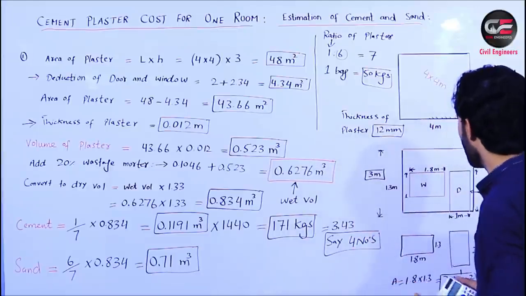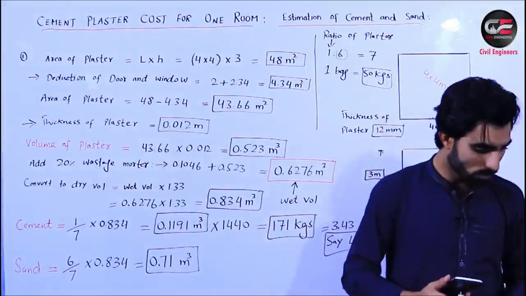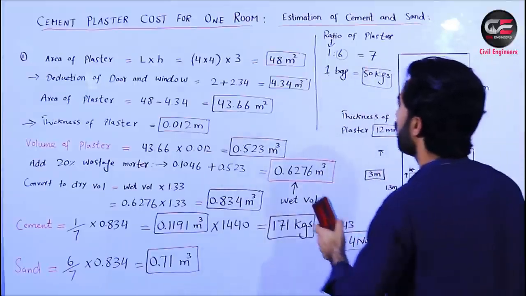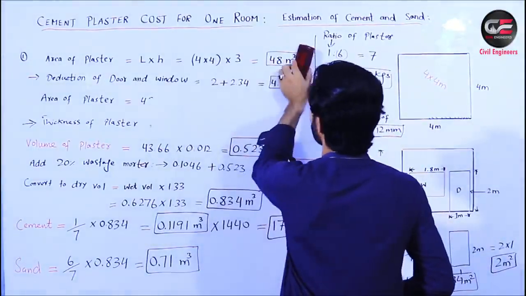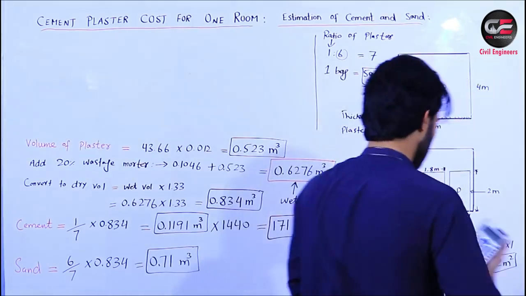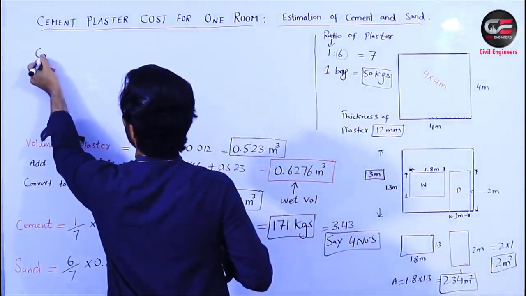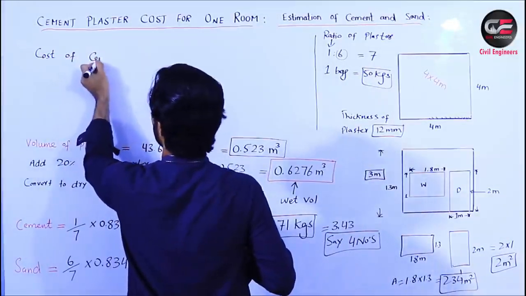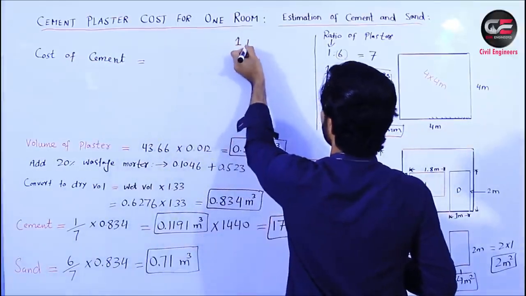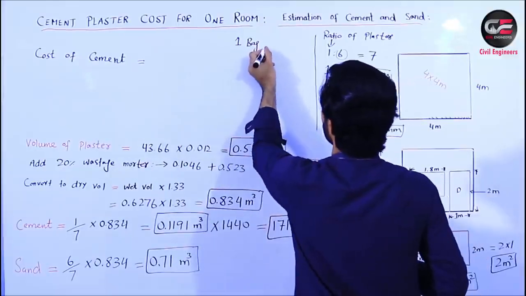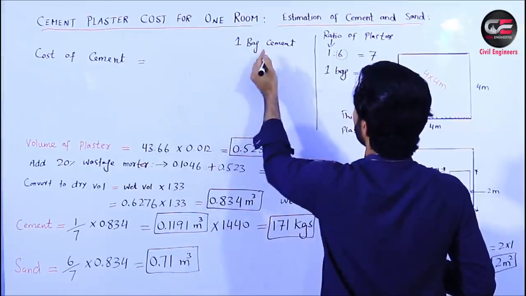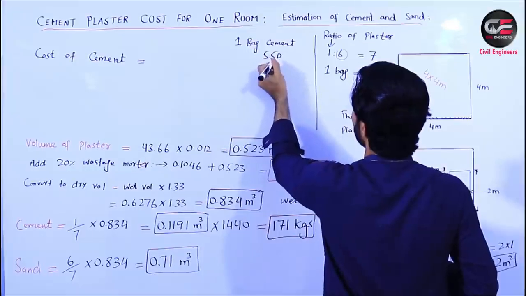Now guys, come to the main point, that is the cost of cement and sand, right? How we can find its cost? So guys, remember, cost of cement. Guys, one bag cement, current rate price is 550 rupees Pakistani, 550 rupees.